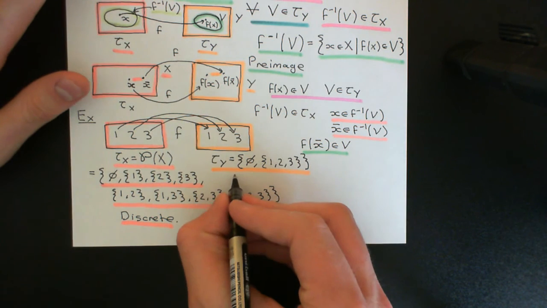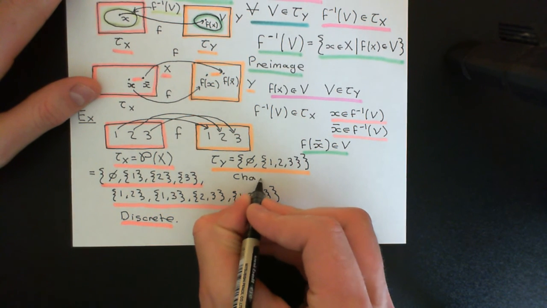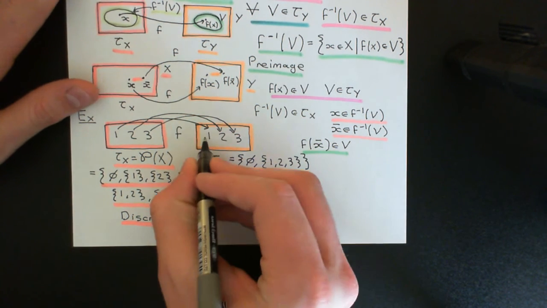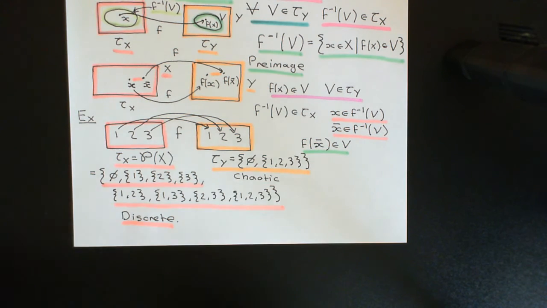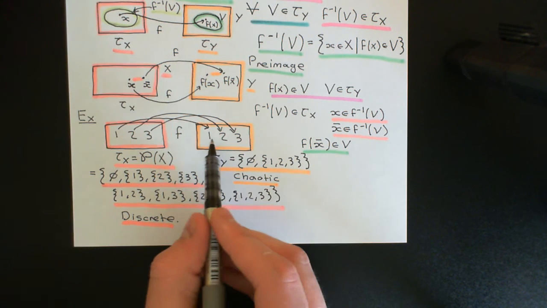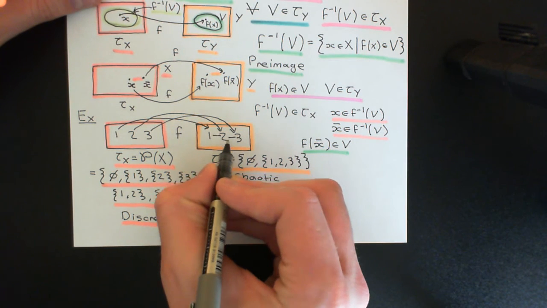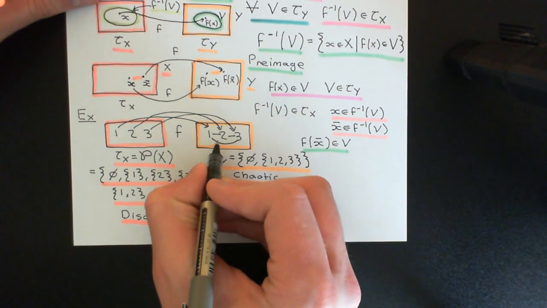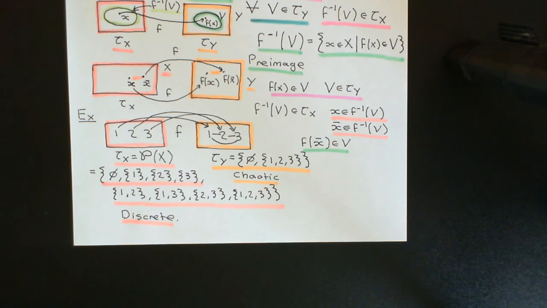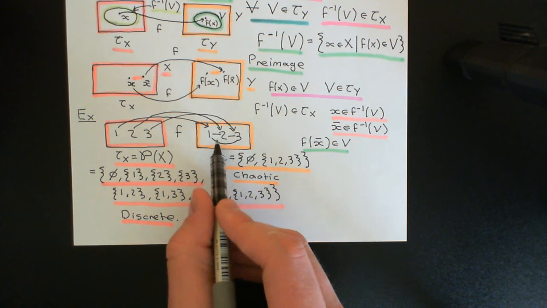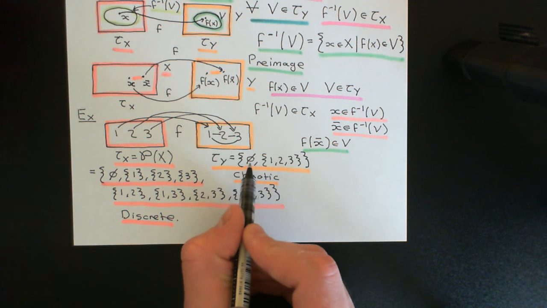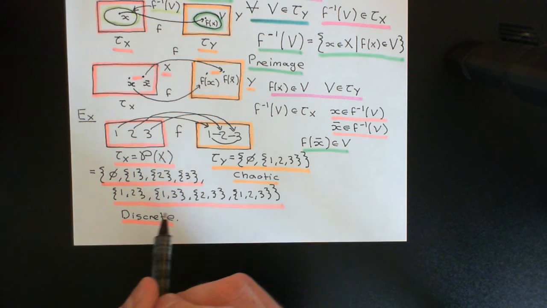Now it's the exact opposite when we have the chaotic topology. Okay, so let's ask, which elements shall we connect together here? Which elements are going to be next to each other? Well, in fact, everything is going to be next to everything else. So we'll draw a line between 1 and 2, a line between 2 and 3, and a line between 1 and 3. Everything is next to everything else, because the only two open sets that we've got here are the empty set and the set 1, 2, 3.